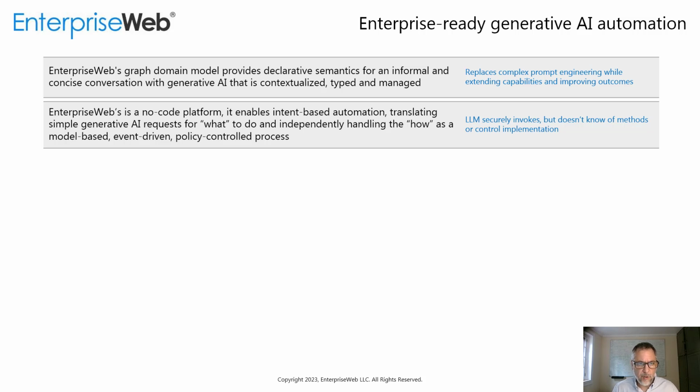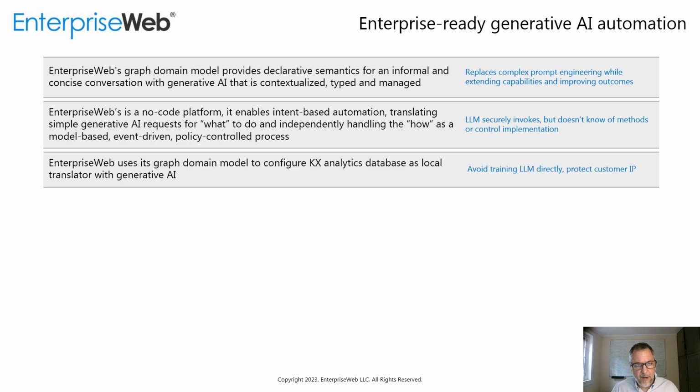EnterpriseWeb itself is a no-code platform, fully declarative. It enables intent-based automation, right? So translating between the developers' requests through generative AI of what to do, and then EnterpriseWeb is independently handling the how, right? The implementation side through a model-based event-driven policy-controlled process, right? The LLM is invoking EnterpriseWeb, but it doesn't know our methods or control our implementation. Once again, that's about safety and security.